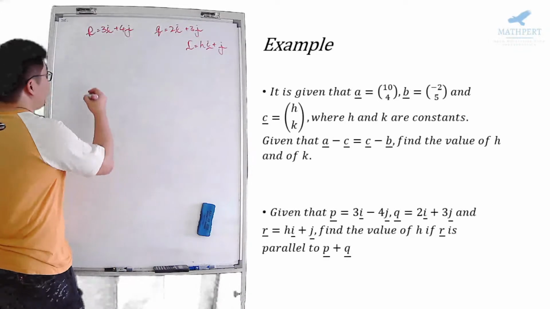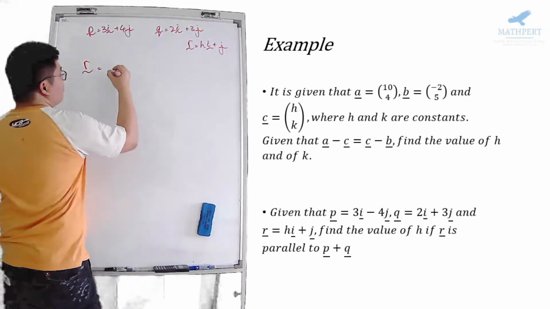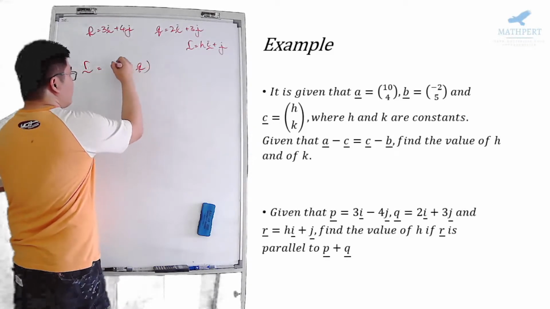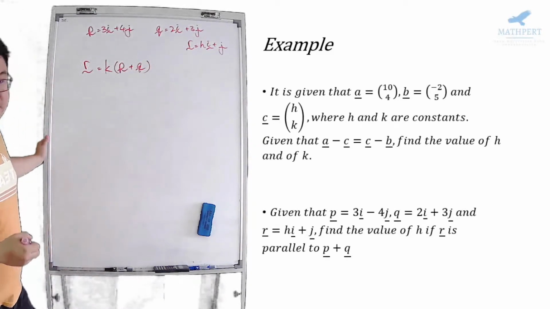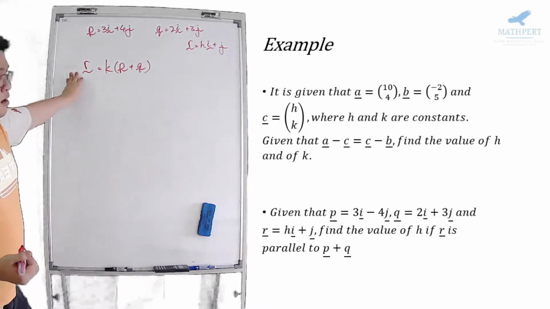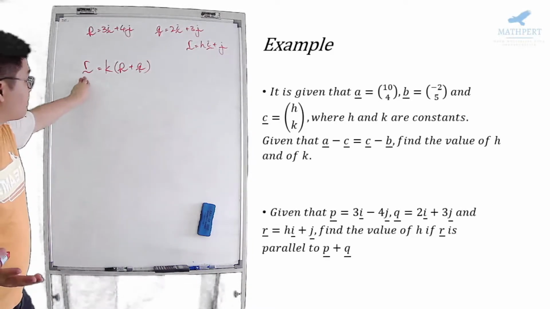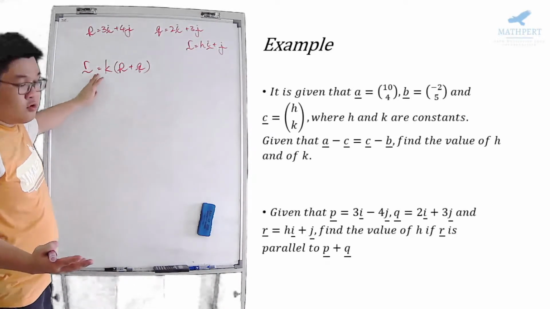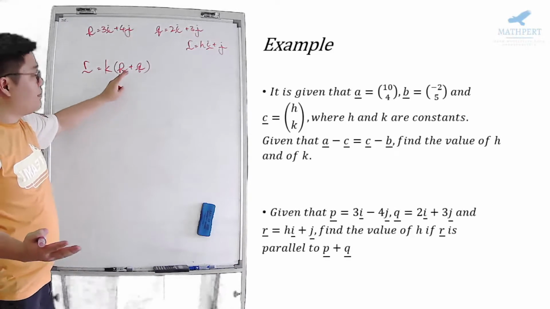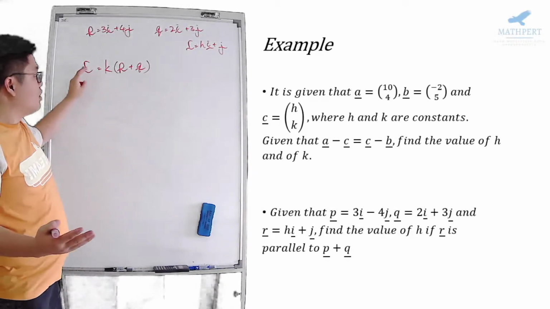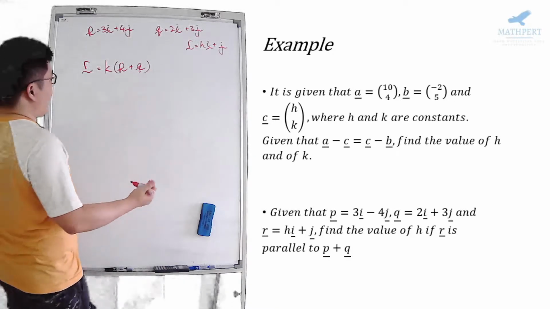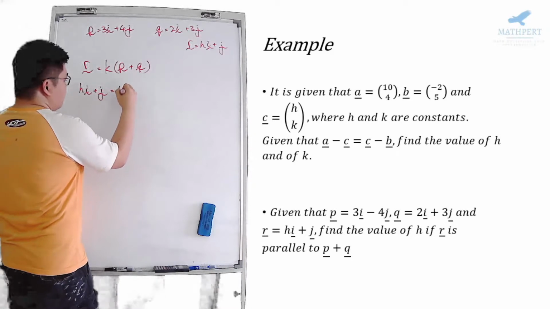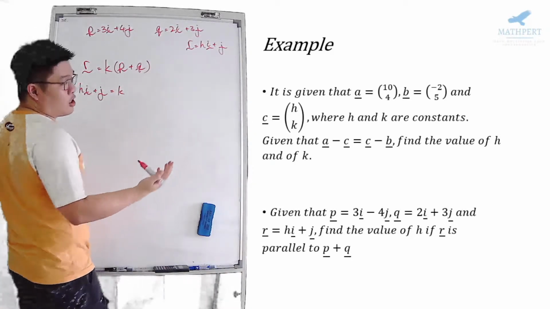Okay, this means that R is parallel to P plus Q, so R is equal to K multiplied by P plus Q, where K is a constant, a scalar. That way these two are parallel. So R is equal to hi plus j. K we do not know, K is a constant.